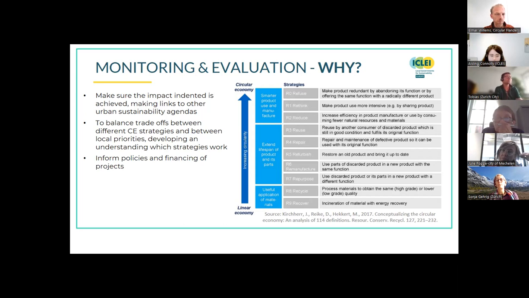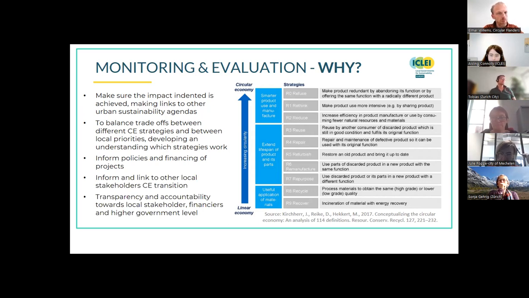And clearly, it is instrumental, I think, especially for the circular economy bit, because it is still not so well structured, I would say, in the way it is being dealt with in many cities, maybe not as structured as with the climate agenda, for instance. Therefore, it's quite relevant to make sure it really addresses and informs policies and informs financiers for project development and implementation. And clearly, there's a stakeholder component to it as well, and a transparency and accountability component, which is also key to communicate to the relevant stakeholders and for a city or a region to be accountable towards its citizens.